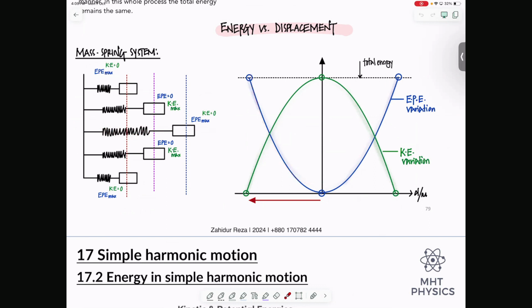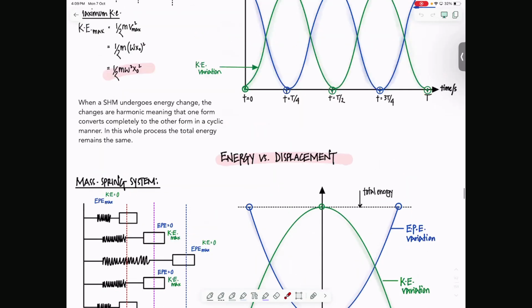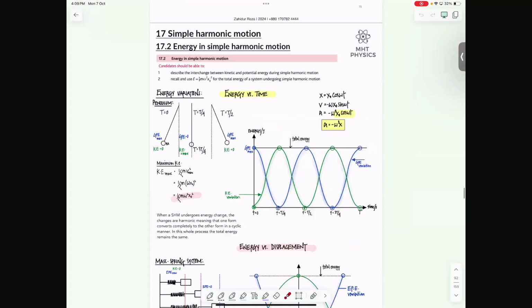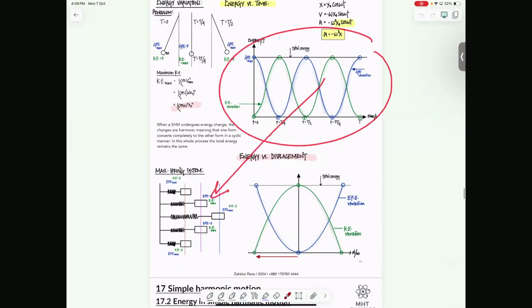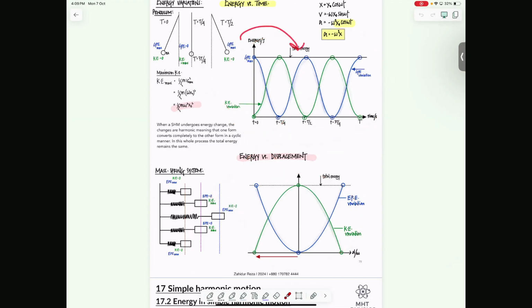Okay, that is the energy transfer for a mass spring system, with displacement. It would be the same for this graph as well. But what I'm trying to say is that the time graph for this and the displacement-time graph for that are actually the same. I've used two different examples to show them.